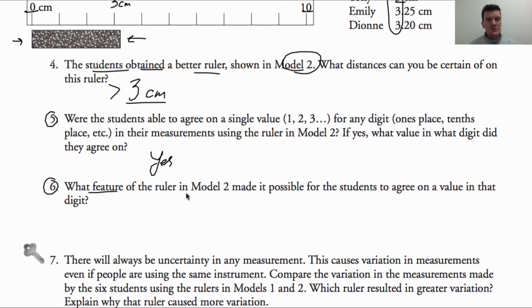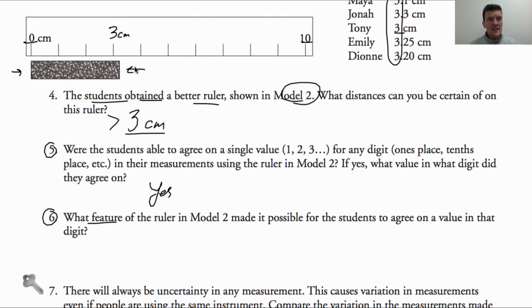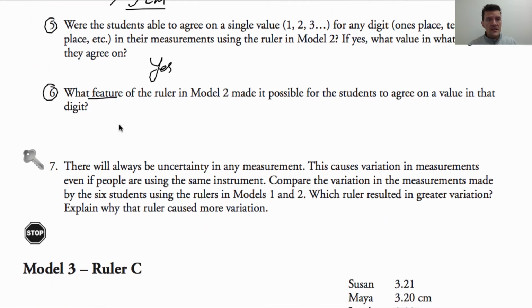Question 6. What feature of the ruler Model 2 made it possible for the students to agree on a value in that digit? So in this one here, this ruler has markings for every centimeter. And so this allowed the students to determine that the object, the metal strip, is at least equal to or greater than the 3 centimeter mark because of these additional marks from 0 to 10 that are spaced out evenly so that you can determine that each mark is going to be a 1 centimeter interval. We have more markings.